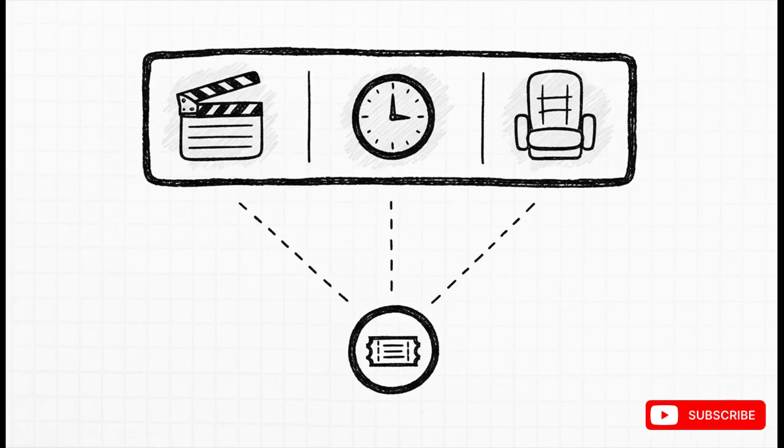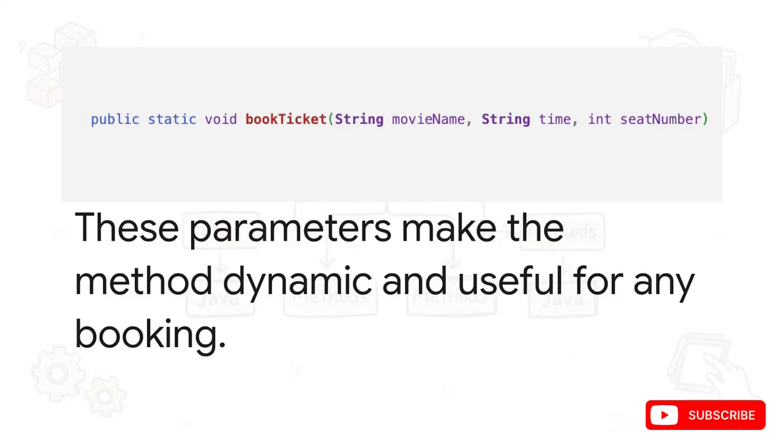Okay, parameters. Let's make this super simple. Imagine you're booking a movie ticket online. You can't just click a button that says book ticket. The website needs more info, right? It needs to know which movie, what time, and which seat. Those specific details, those are your parameters. And in code, it looks just like you'd expect. The book ticket method needs you to give it a movie name, a time, and a seat number. This is what makes the method so powerful and flexible. Without these parameters, it could only book the exact same ticket every single time, which isn't very useful, is it?